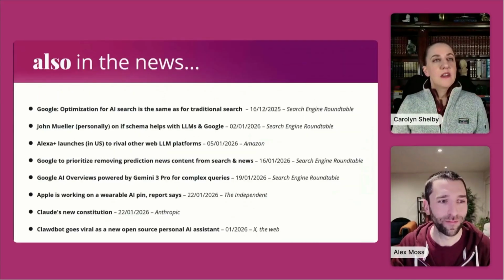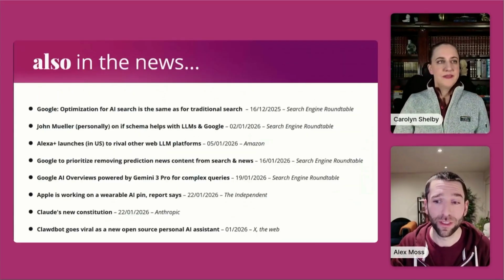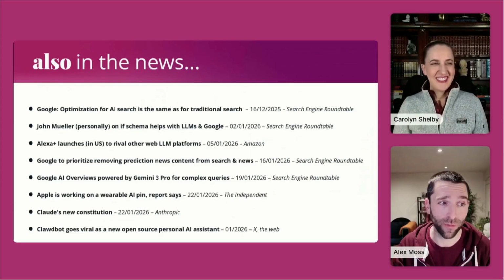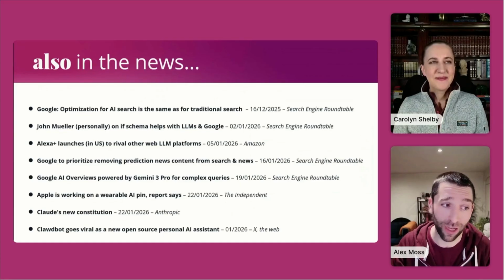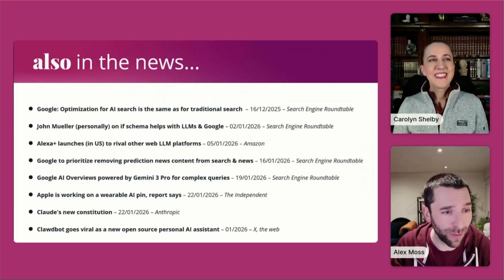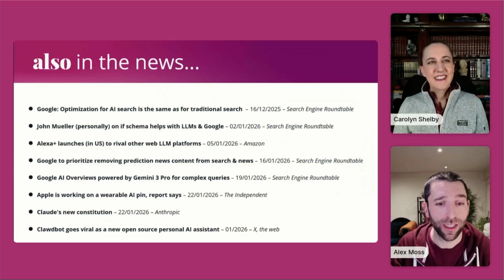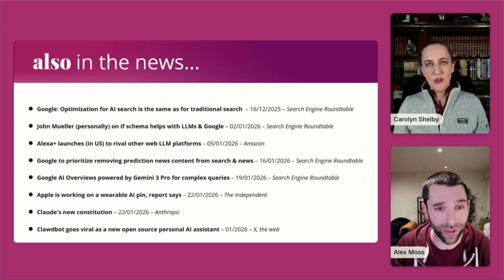Yeah, so give me the also in the news. There's a lot in here, so I'll do it quickly. Google optimization for AI search is the same as traditional search. Who knew? That's John saying John stuff as usual. Oh, here's John again. Personally, if Schema helps with LLMs and Google, his answer was it depends, like it should be. But yes, it does depend because there are some times where it's way more important than other times.